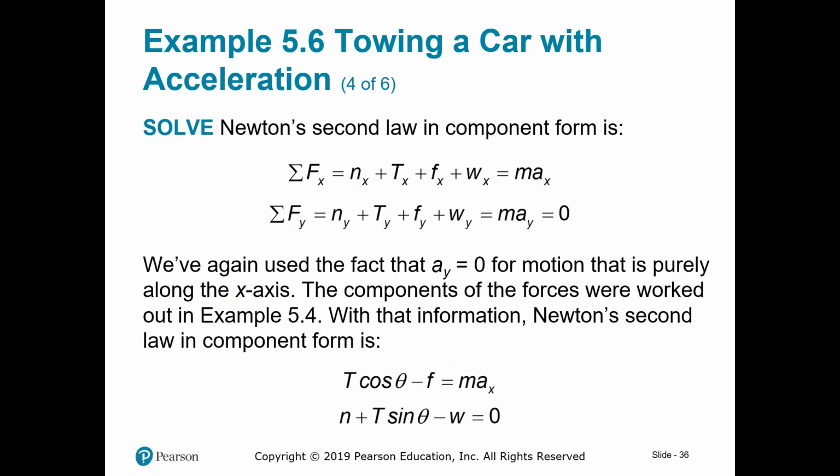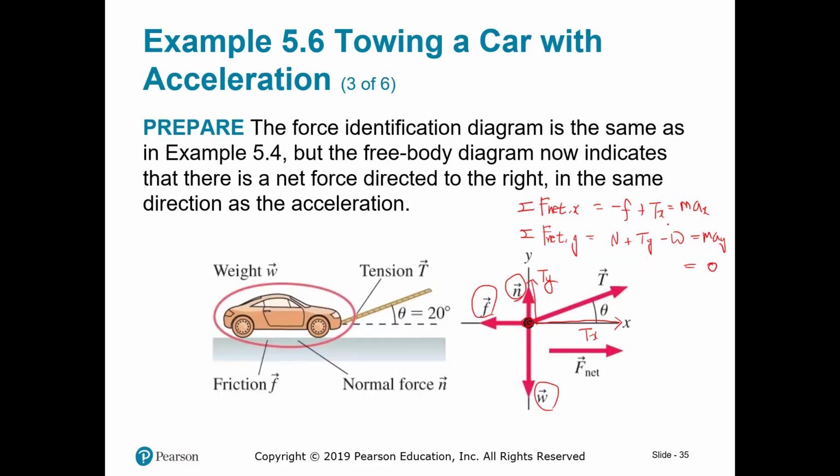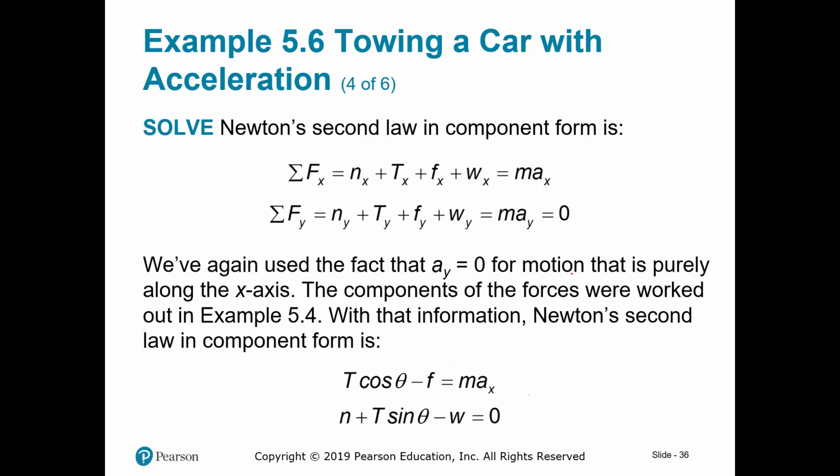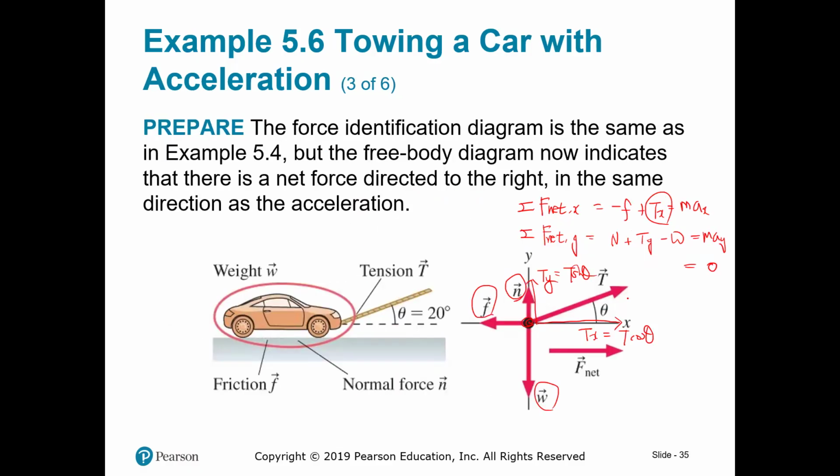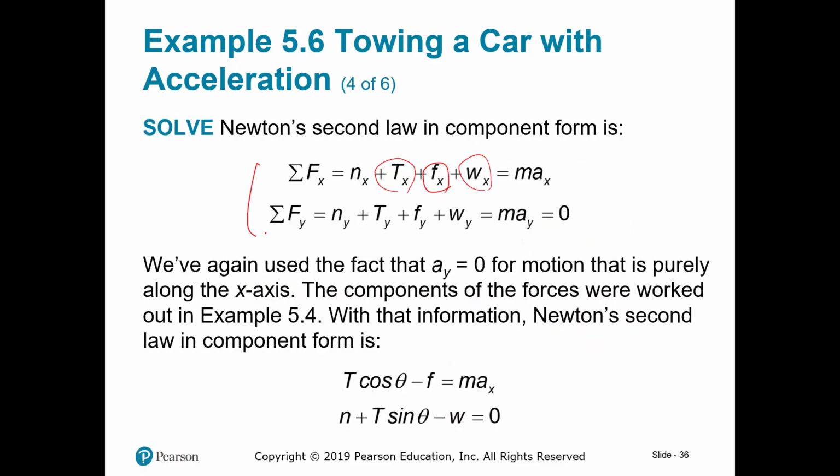So this is what we got here, right? And then, you know what Tx is? Tx is T times cosine theta. Ty is T times sine theta. So then if you rewrite it, f is a number, Tx is T cosine theta, and W is a number. So then now you see T, and from here, right? You can see that as well, right? So then you can have these two equations, right? And then ay is of course 0, right?